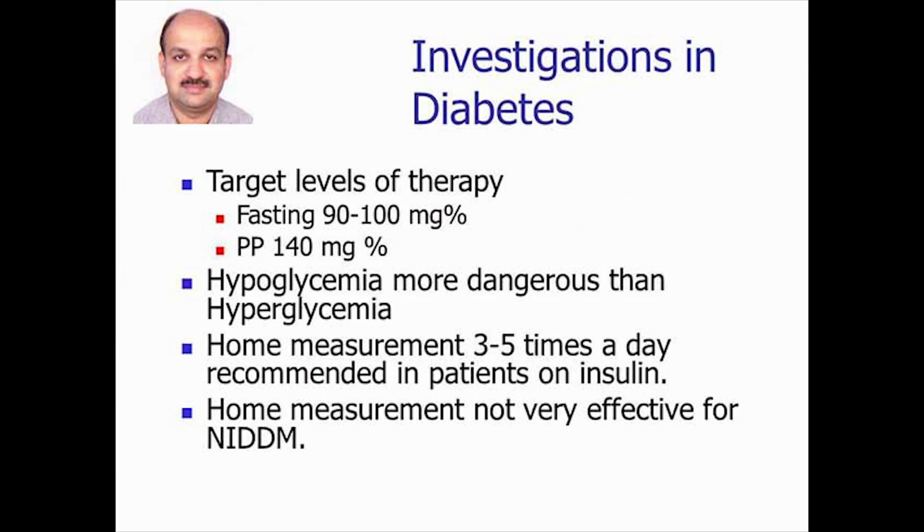What are the target levels of therapy? Whenever a diabetic patient is put on anti-diabetic agents, we aim for a fasting glucose of 90 to 100 and a post-lunch measurement of not more than 140 milligrams. It has to be remembered that hypoglycemia can be more dangerous than hyperglycemia.